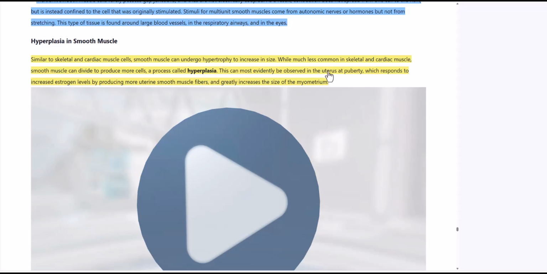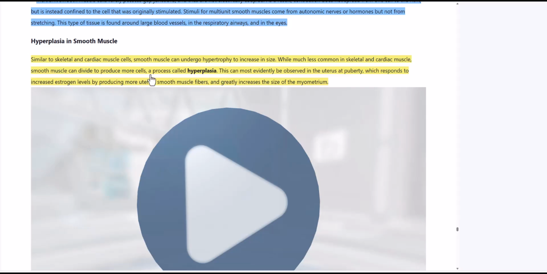The uterus is lined by a layer of muscle called the myometrium, right? Myo means muscle, metri means uterus. So the myometrium is the muscle layer of the uterus. And during pregnancy, the number of cells that make up the uterus increase tremendously. Not only do they get bigger in size, there's also a greater number of cells, and cells producing more cells is called hyperplasia. So hypertrophy is an increase in size.